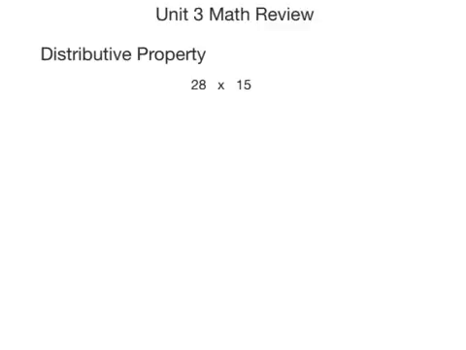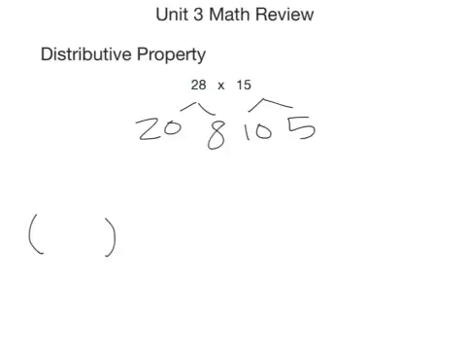My first step when we're doing distributive property is to decompose this. So I'm going to decompose the 28 into 20 and 8, and I'm going to decompose the 15 into 10 and 5. Then you want to take a look at how many numbers you have. You have 4 numbers right there. So you automatically know that you're going to end up having 4 parentheses.